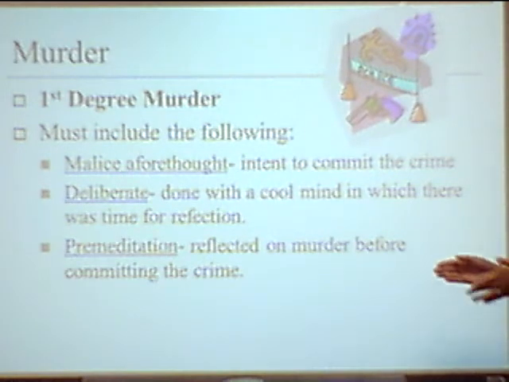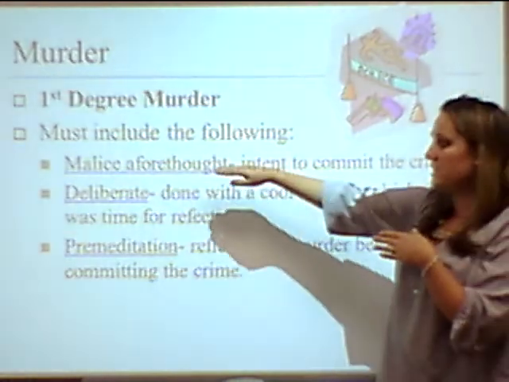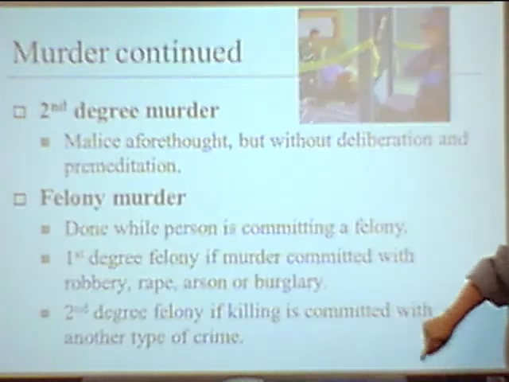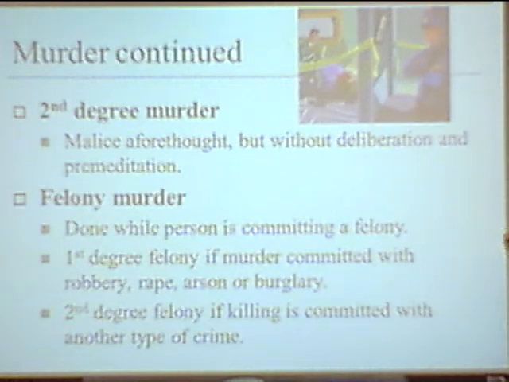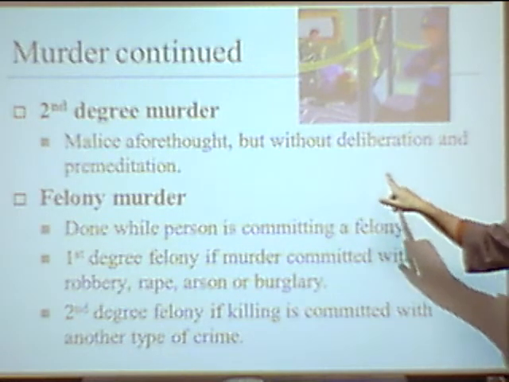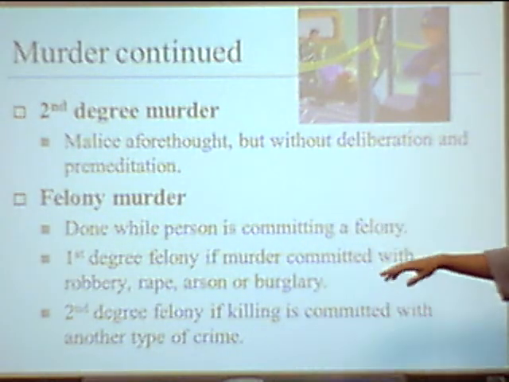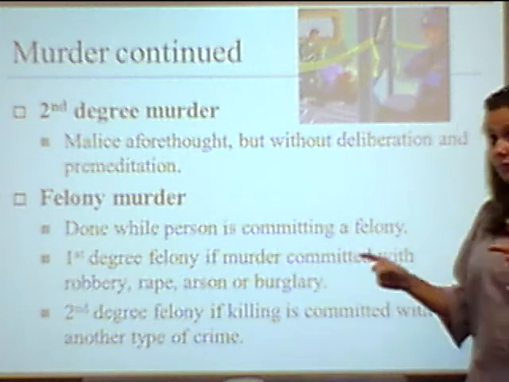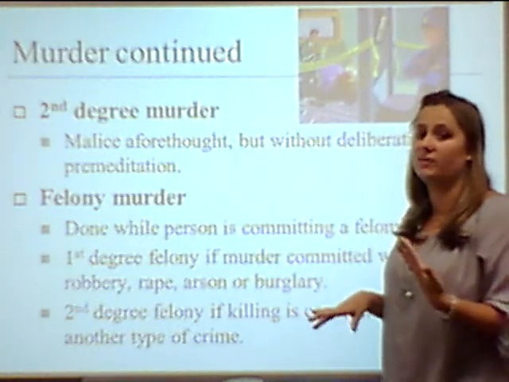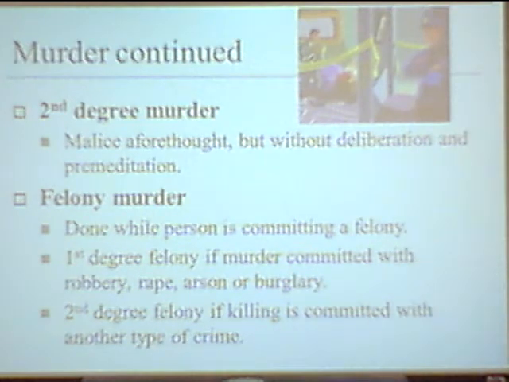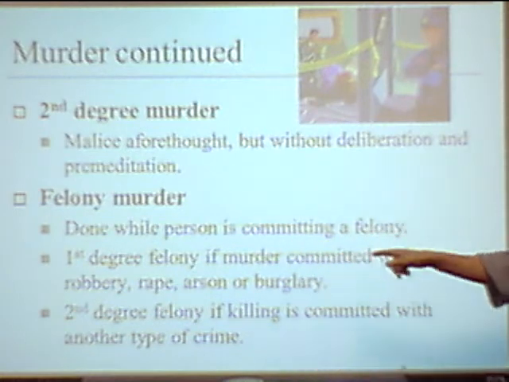So in order to convict someone of first-degree murder, you must prove these three things: malice, deliberation, and premeditation. For second-degree murder, you still have to prove malice, so you still have to have the intent, but you don't need the deliberation and you don't need the premeditation. Okay? Then you have felony murder, which is done while a person is committing a different felony. You just saw a whole list of different felonies that they could be doing while they're trying to kill someone. A first-degree felony murder would be murder committed with robbery, rape, arson, or burglary.